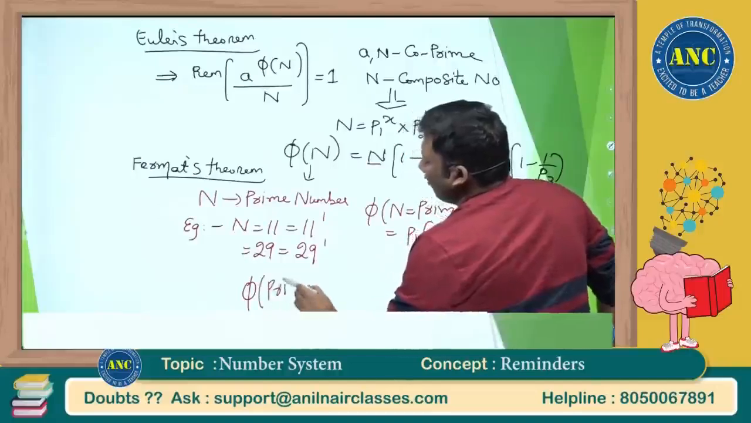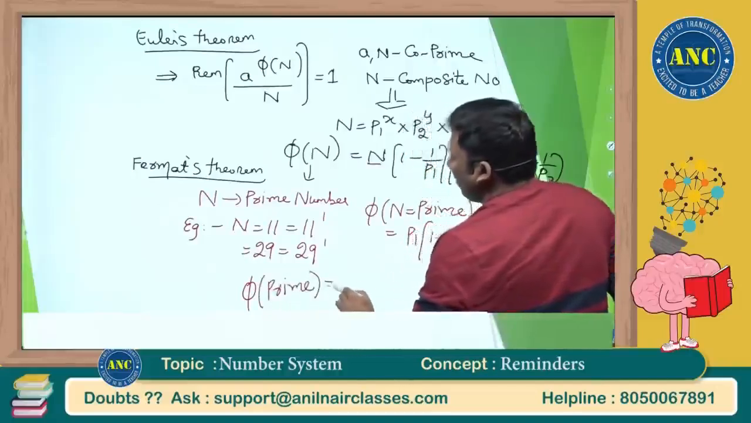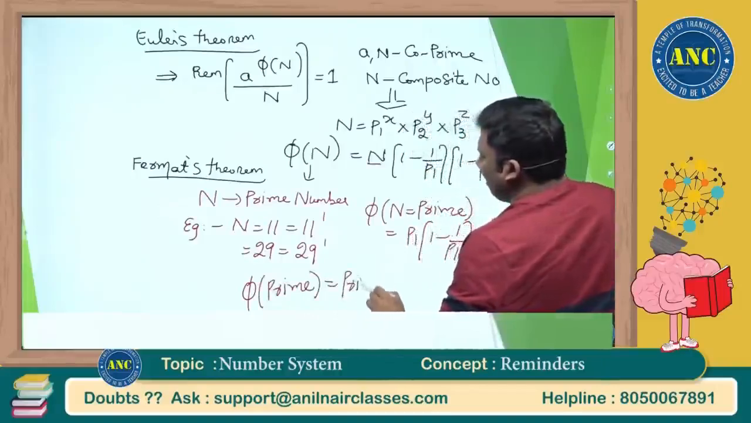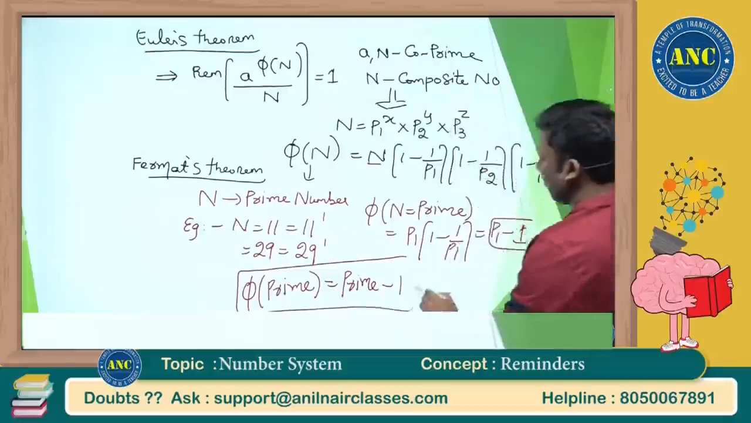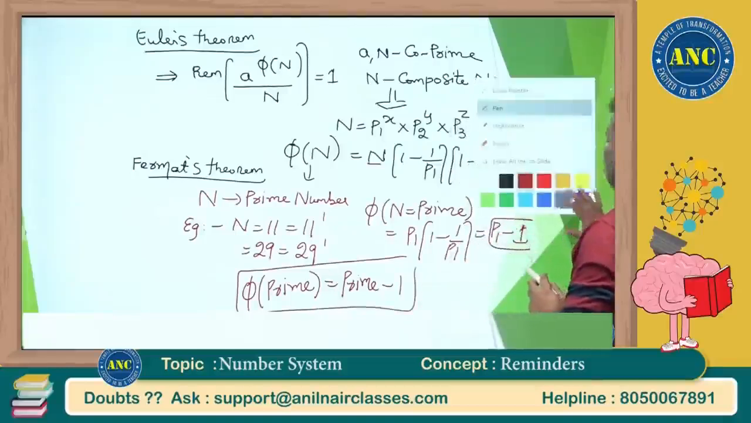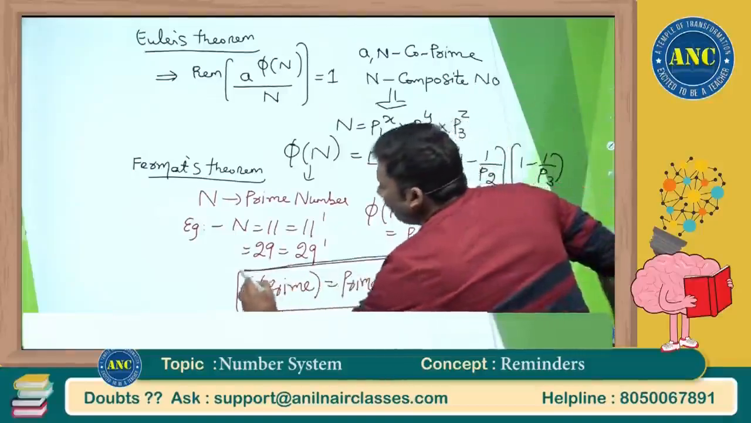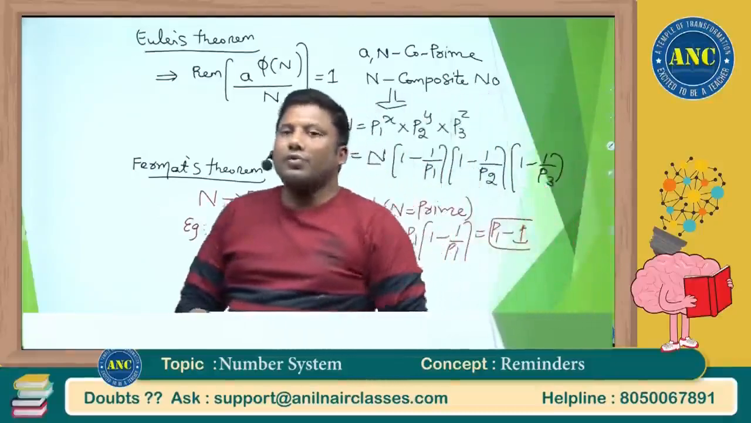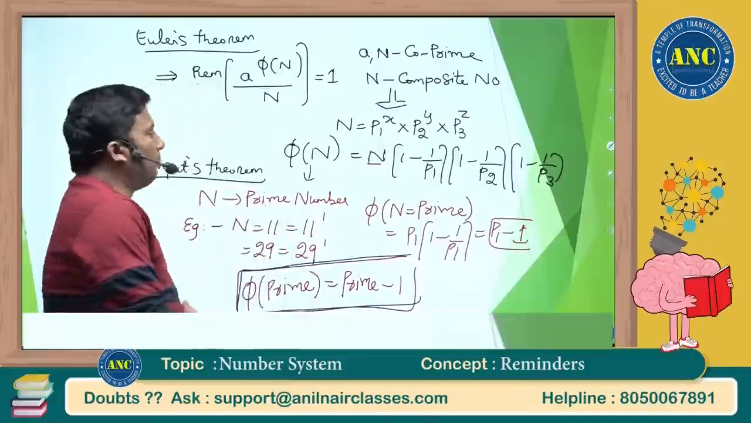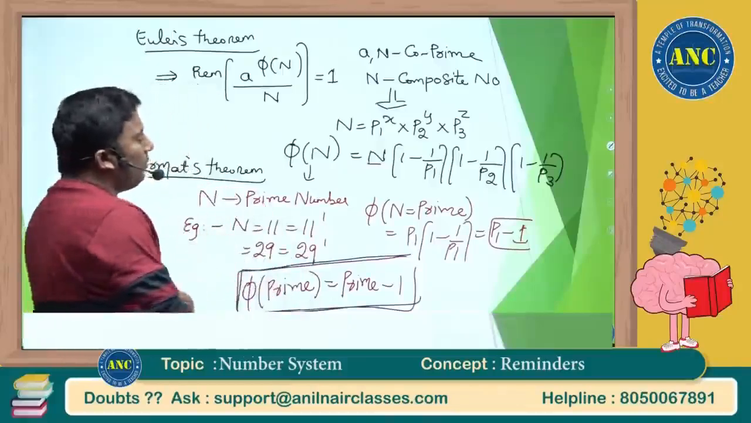Quotient function of a prime number. It is nothing but prime number minus 1. Take the quotient function of a prime number. Quotient function of a prime number is always given by prime number minus 1. How did you get prime number minus 1?